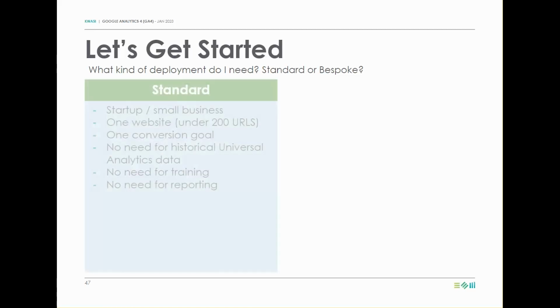So standard is generally suited for startups and small businesses with one website, under 200 URLs, with one conversion goal, no need for historical Universal Analytics data, no need for training, and no need for reporting. You can always add these on later.